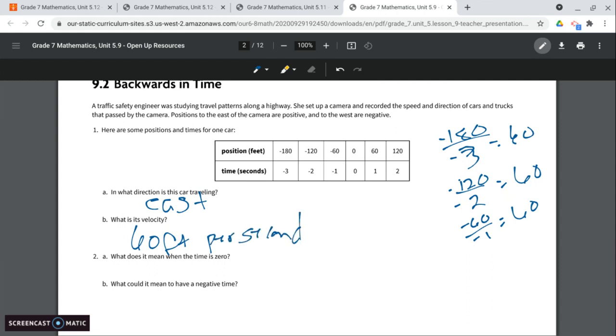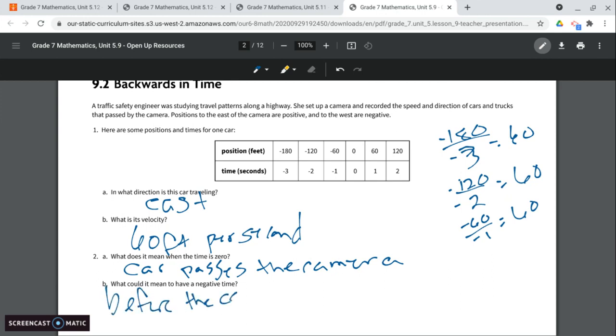What does it mean when the time is 0? That's the time when the car passes the camera. So that means it's right at the camera for that time. What could it mean to have a negative time? It's before the car reaches the camera.